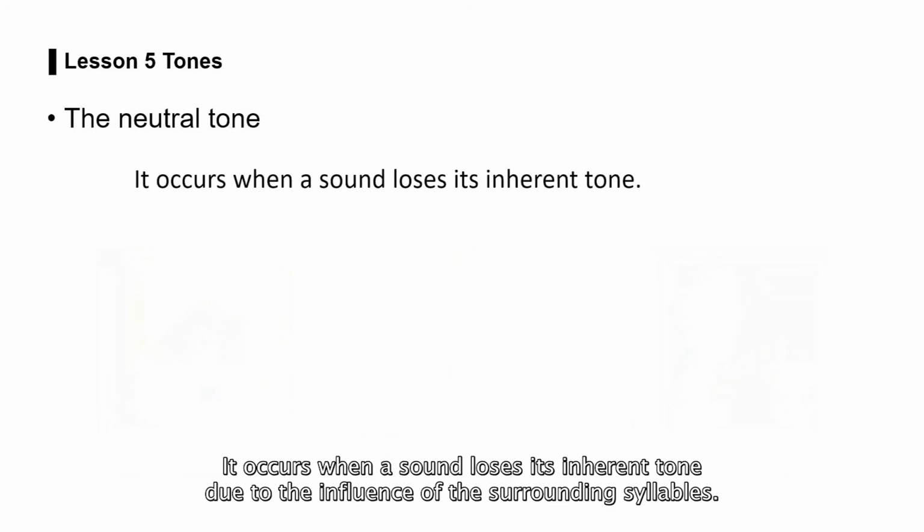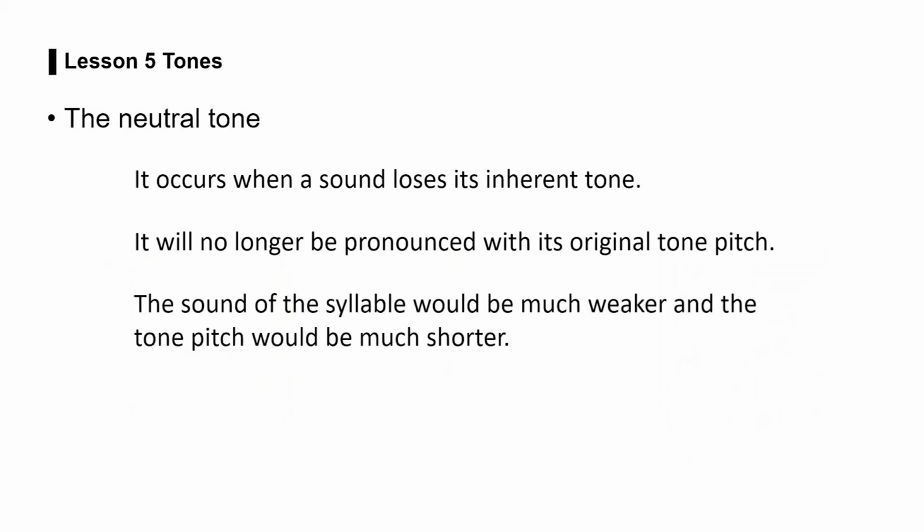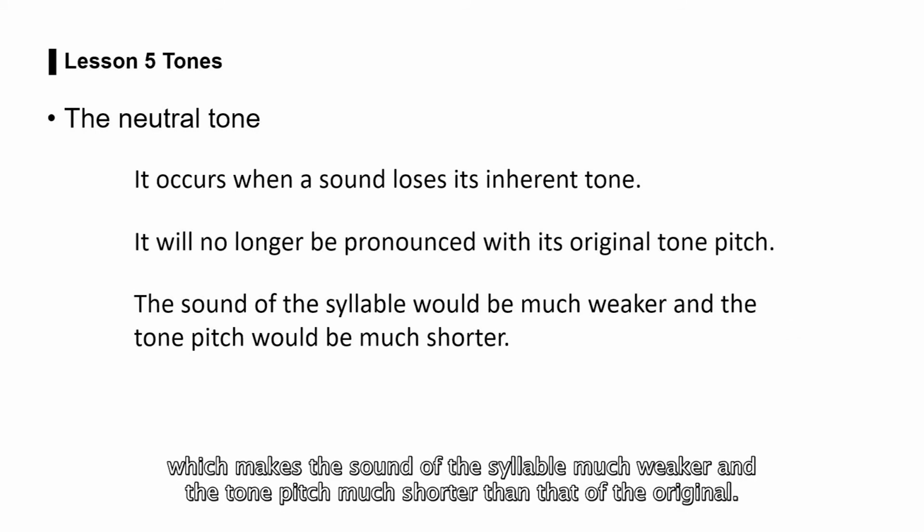Besides the 4 tones, there is a neutral tone in Chinese. It occurs when a sound loses its inherent tone due to the influence of the surrounding syllables. In this case, it will no longer be pronounced with its original tone pitch. Rather, only part of the inherent tone is retained, which makes the sound of the syllable much weaker and the tone pitch much shorter than that of the original.